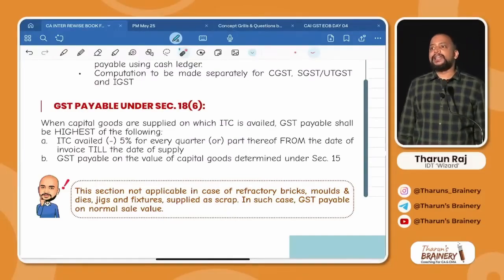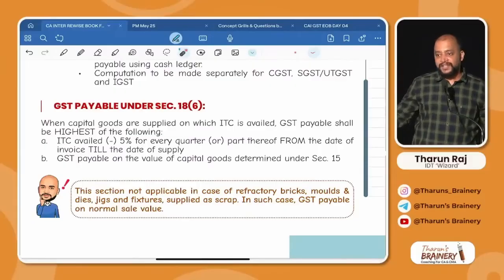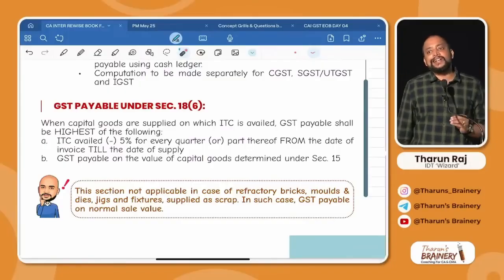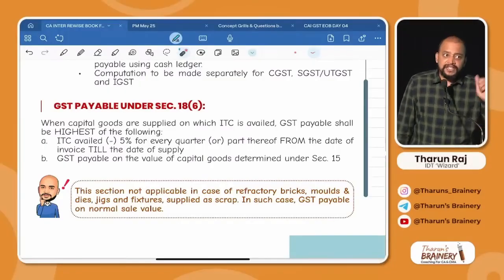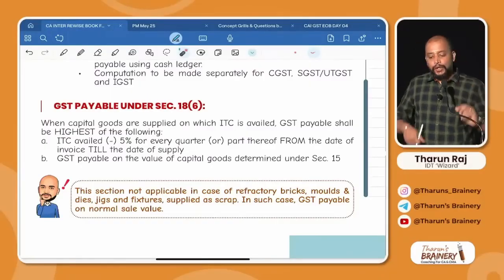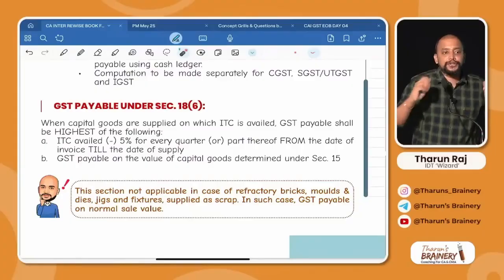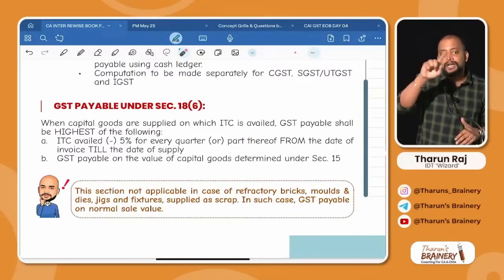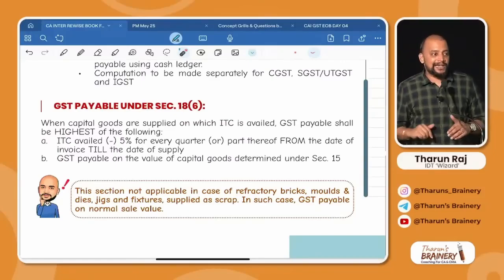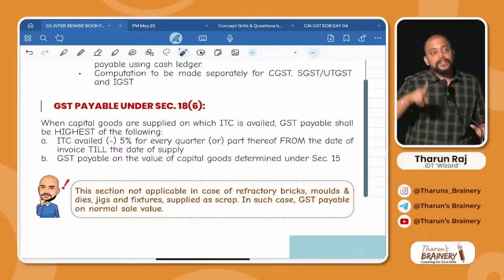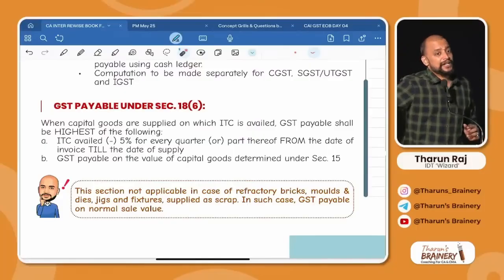Why? Simple. The life of the capital goods is considered as 5 years and you need to do the depreciation. 5% for 1 quarter means for 1 year it is how much? 20%. For 5 years it is how much? 100%. So like a depreciation you see. Then you will know the number of quarters for which you have used. Say 3 years you have used, which means how many quarters? 12 quarters. 12 quarters into 5%, that is 60% you can enjoy. What is the remaining life? 2 years. For 2 years, what is the ITC? 40% you should not enjoy, that you should pay. Is it clear or not?